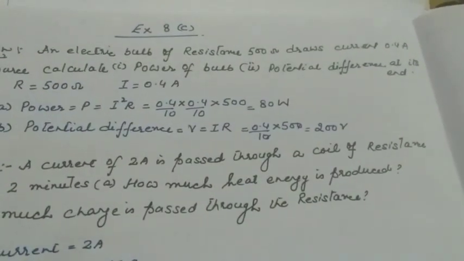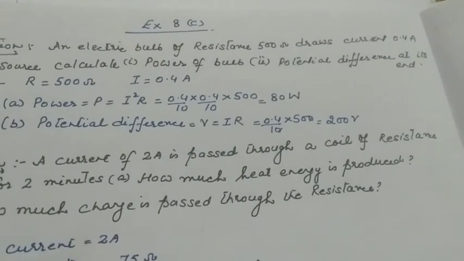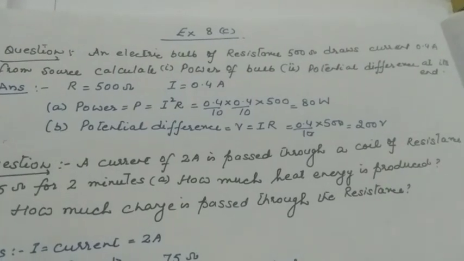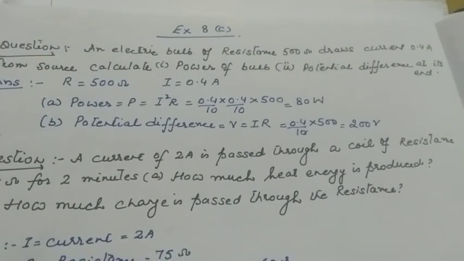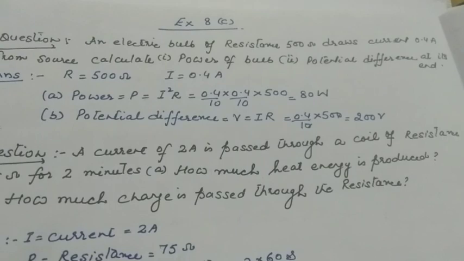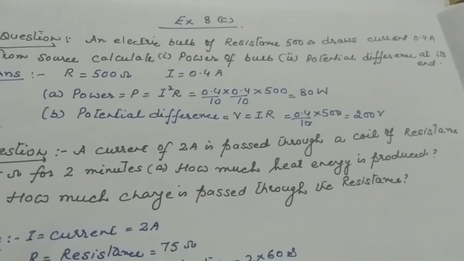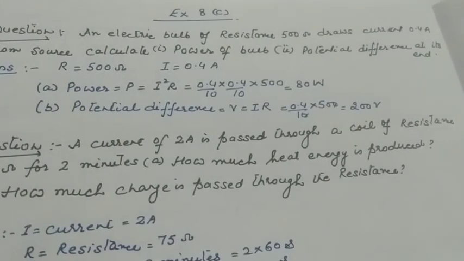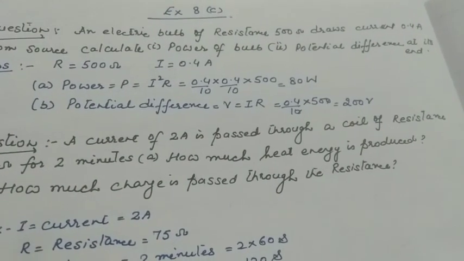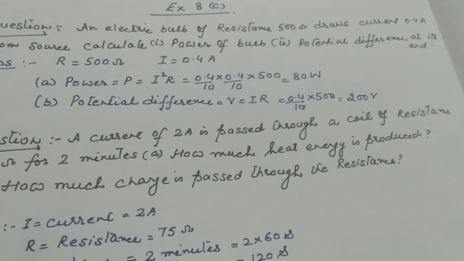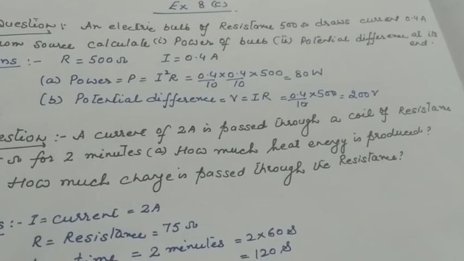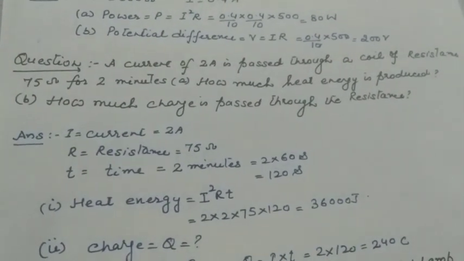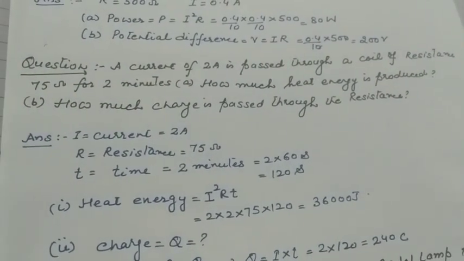So first numerical, an electrical bulb of resistance 500 ohm draws current 0.4 ampere from a source. Calculate the power of the bulb and potential difference at its end. What's given here? Resistance 500 ohm, current 0.4 ampere. So for power we can easily use the formula I square R and we will get the answer 80 watt. Same way for potential difference, we use Ohm's law, V is equal to IR, and we will get the answer 200 volt.